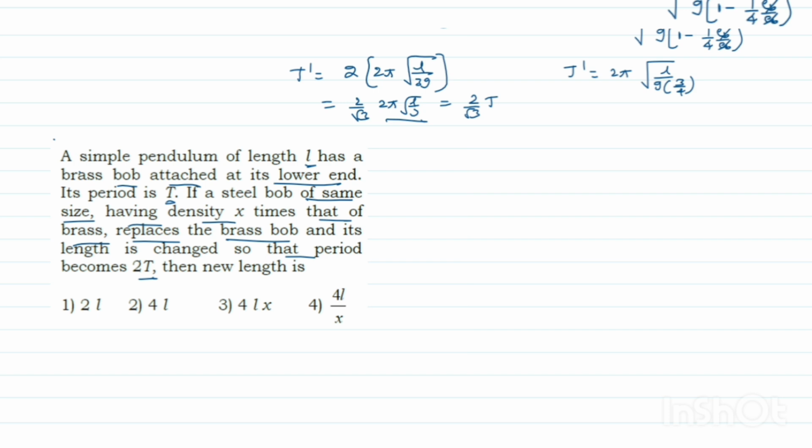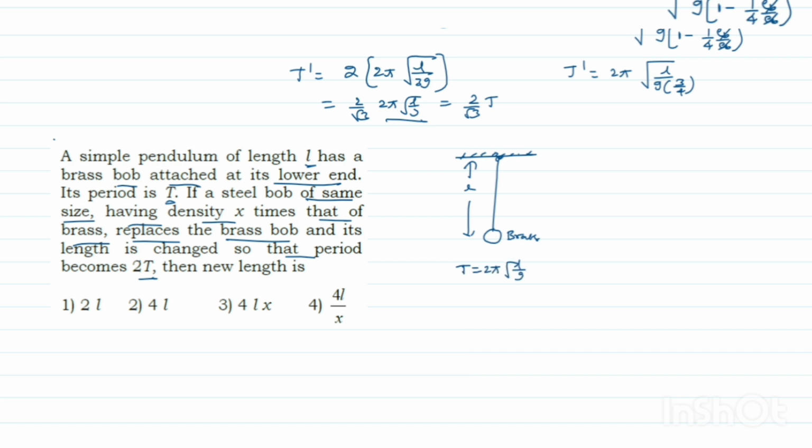Now here, initially a simple pendulum you are suspending of length L. This is the length of the pendulum, which you can take from the point of suspension to the center of the bob, and at the lower end you are attaching a brass bob. Now it takes the time period T, where T equals 2 pi into root over L by g.